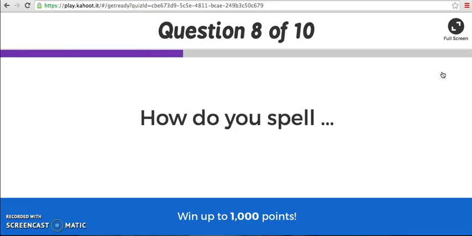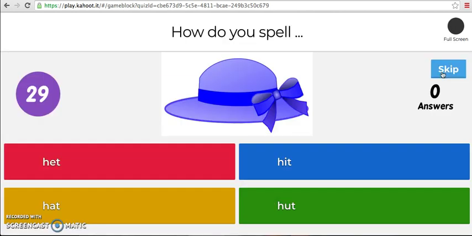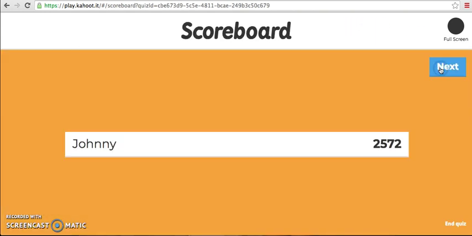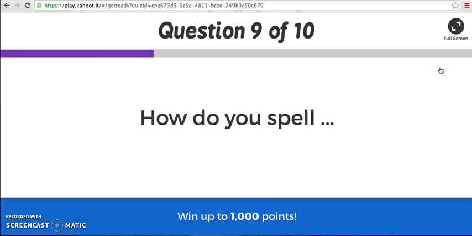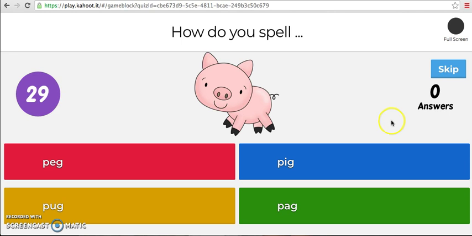So same type of question, how do you spell hat? The students would sound it out. They could either whisper it to themselves or sound it out in their head. They would look at every single answer before selecting which one they think makes the most sense. Then question 9, so it is 10 questions. How do you spell pig? Same type of thing. I didn't try to trick them with the beginning or the ending sounds. I really just wanted to see if they could understand and isolate the vowel.